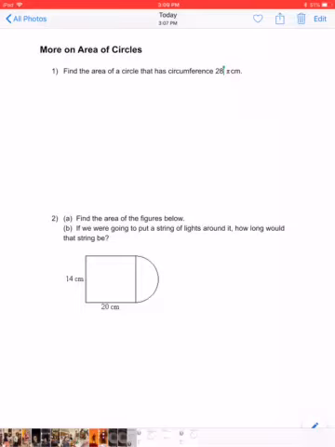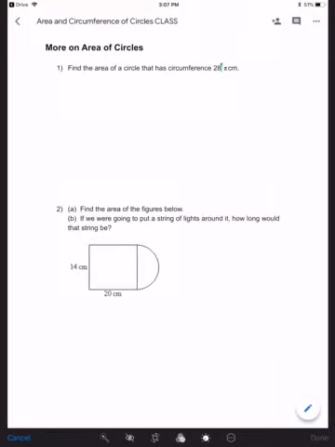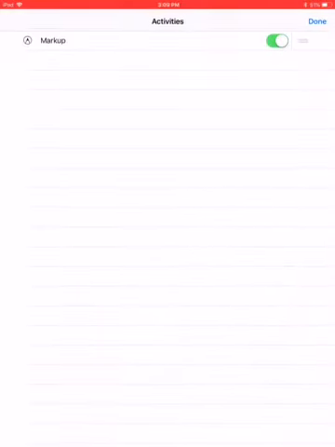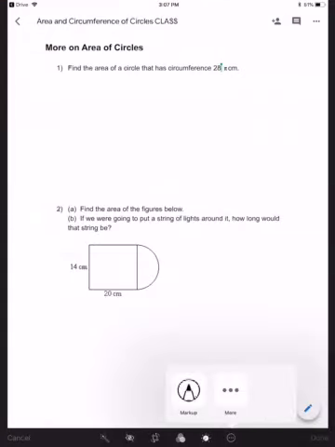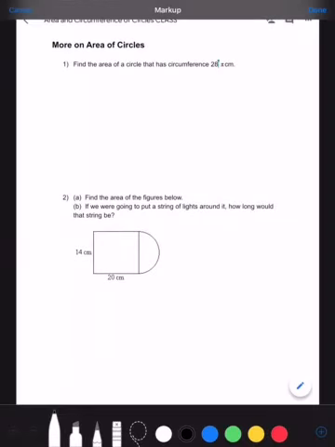So the first exercise is: find the area of the circle that has a circumference of 28 pi centimeters. The first thing we're going to do is draw a circle, because we are talking about circles, right? I'm sorry, but this is not easy for me to do on my iPad. And then I am going to draw the radius. And we know that the area of a circle is pi times r squared, right?